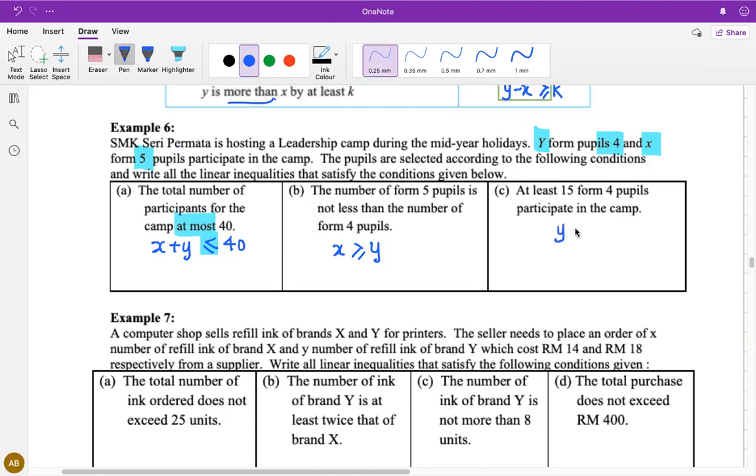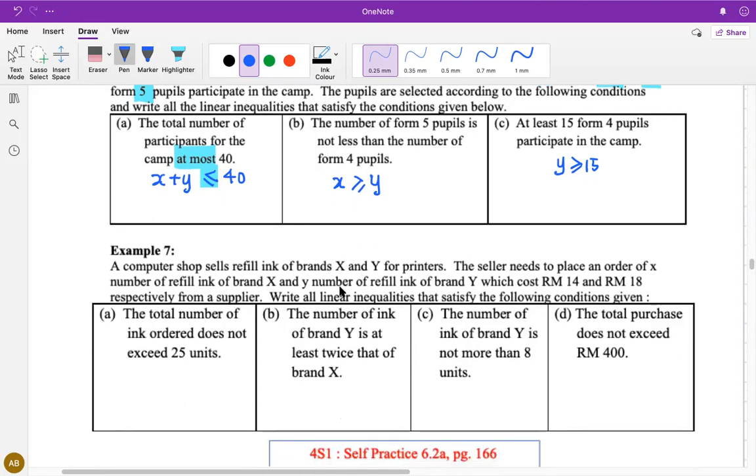At least, so Y is bigger than or equal to 15. B is the number of Form 5 students, X, right? It is not less than, so that therefore is at least the number of Y. That means X is greater than or equal to Y. Okay, so this is the answer.